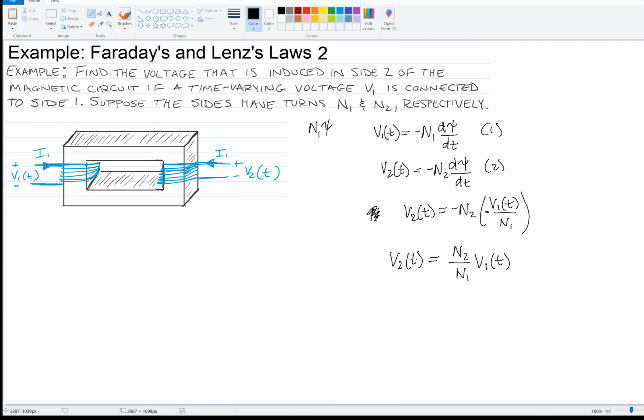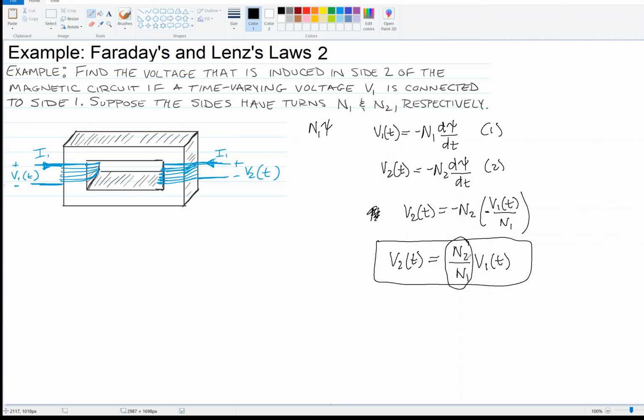So this is pretty neat. This is a way to step up or step down the voltage. If I have a little bit of voltage on the left and I want a lot, then I need to adjust this ratio, which is called the turn ratio. So if I make N2 larger than N1, then this fraction is greater than 1, and the voltage on the right is going to be more than the voltage on the left.